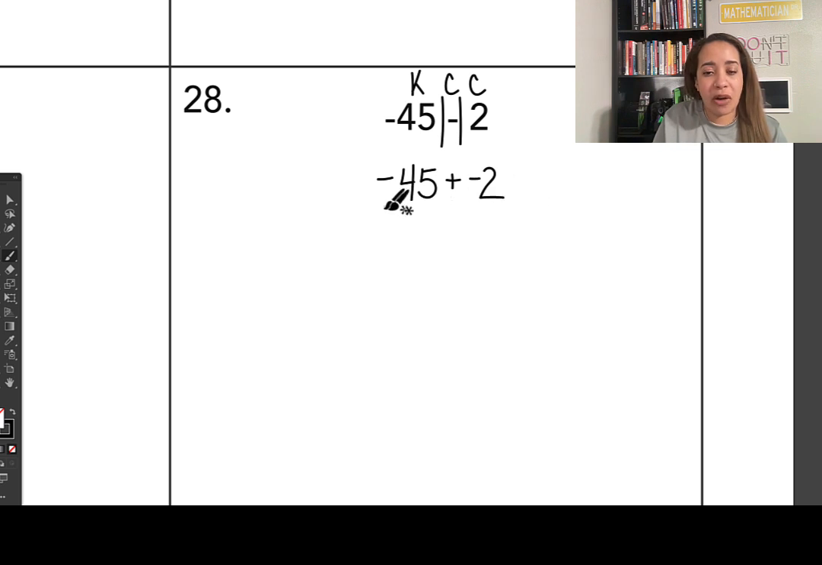Looking at our addition problem, we notice that we have same signs. We've got a negative number plus a negative number. So we can say same signs add. 45 plus 2 is 47. And our addition problem showed us that both integers were negative, so our final answer must also be negative. Negative 45 minus 2 gives us negative 47.